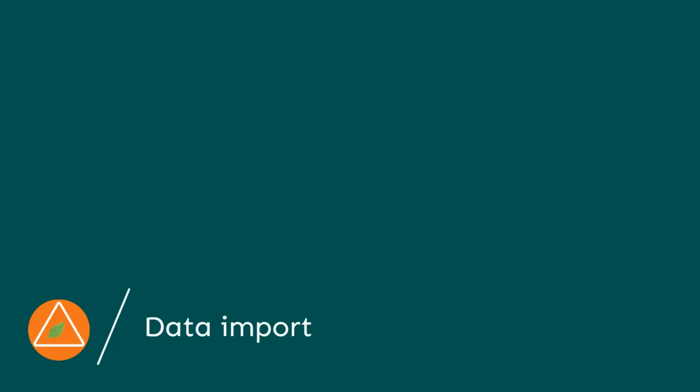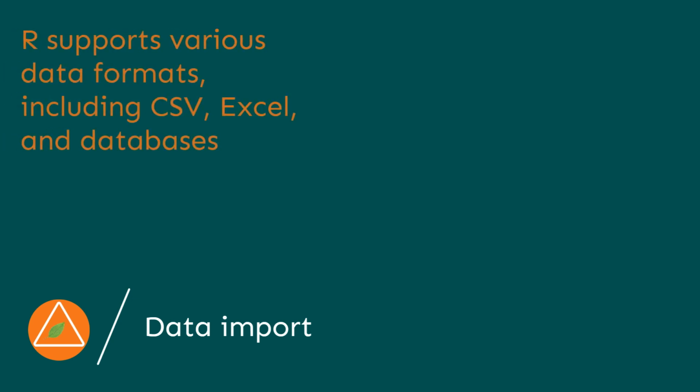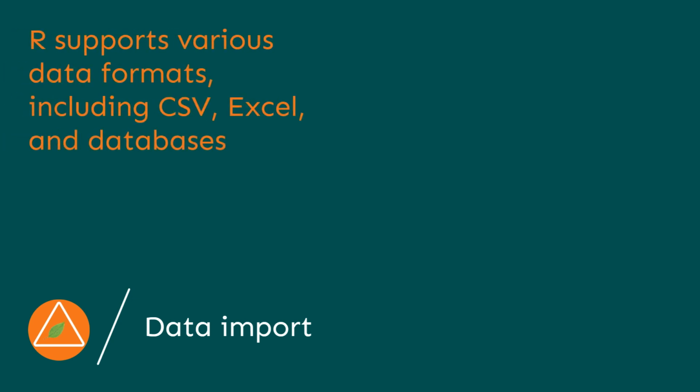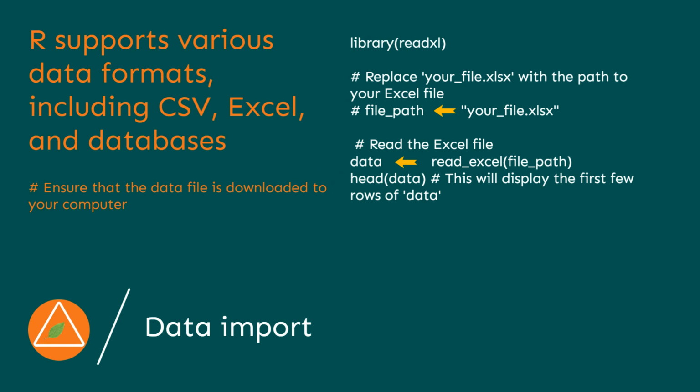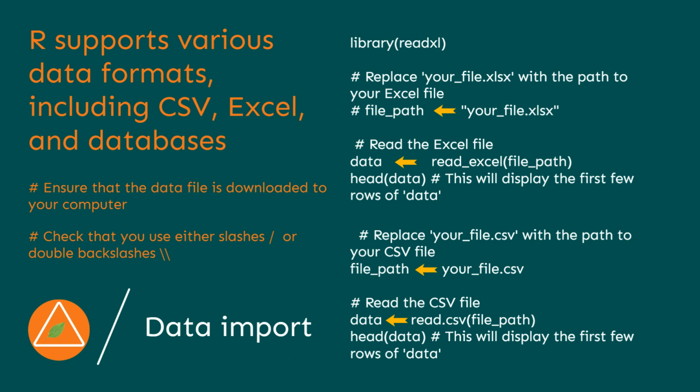Let's start with reading data. R supports various data formats. We will dive into Excel and CSV files. First, ensure that the files you want to read are downloaded onto your computer. To read an Excel file, you'll use read_excel and specify the file path as shown with the actual location where your Excel file is saved. Use slashes or double backslashes when writing the path to navigate folders.